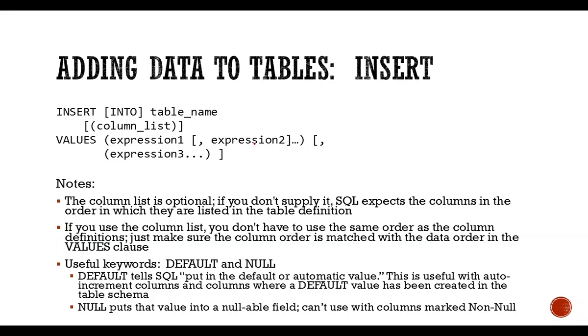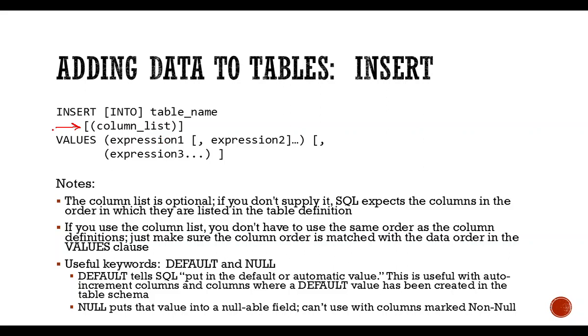So there's a couple of little nuances here that we want to understand. While this is optional, you don't have to include the column list, but if you do, you have to make sure that your data here matches the order of your column list here. So you can get creative with what order things go in by listing them in a different order in the column list, but you must follow suit. You must use the same ordering for that in your expressions down here.